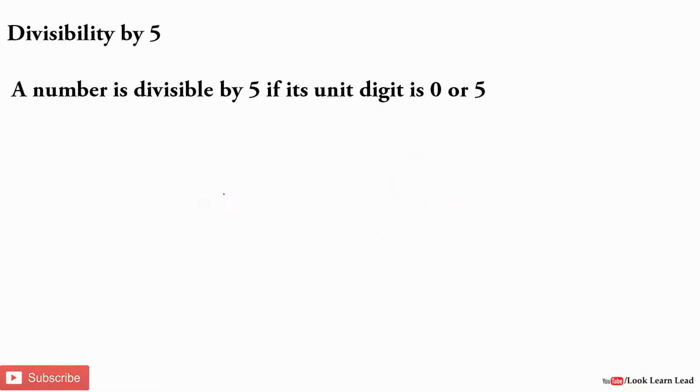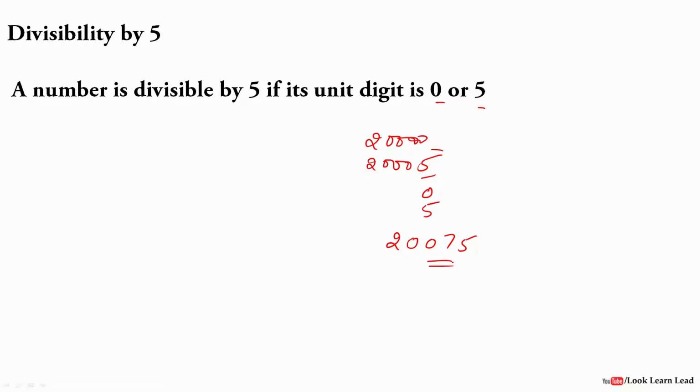Next is 5. It is very easy. The unit place should be either 0 or 5. That is, it can be 2000, 20,000, or something like this. So the unit digit should be either 0 or 5. So it can be 2075, and it will be divisible by 5. So it is very easy.